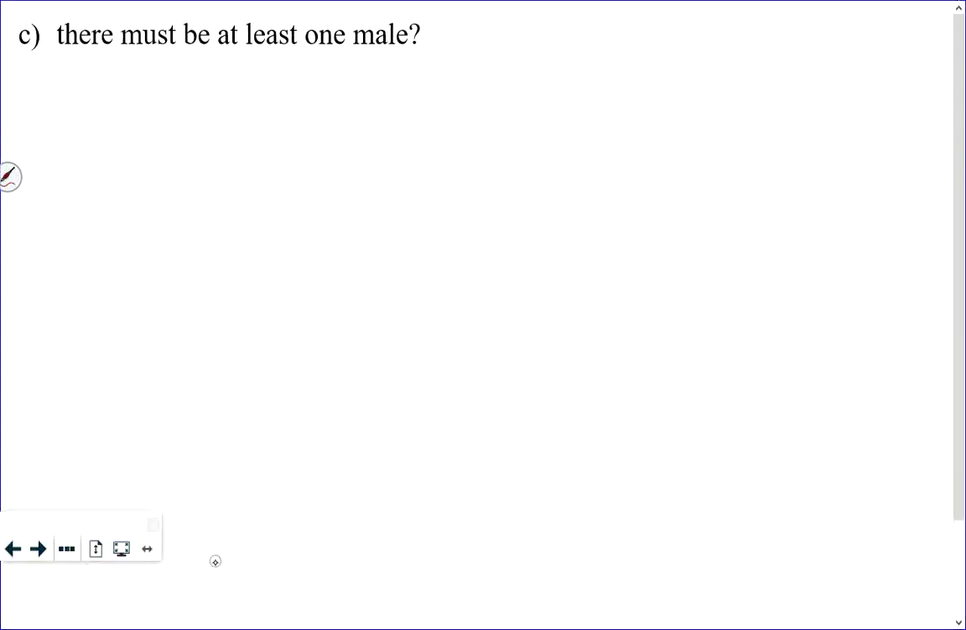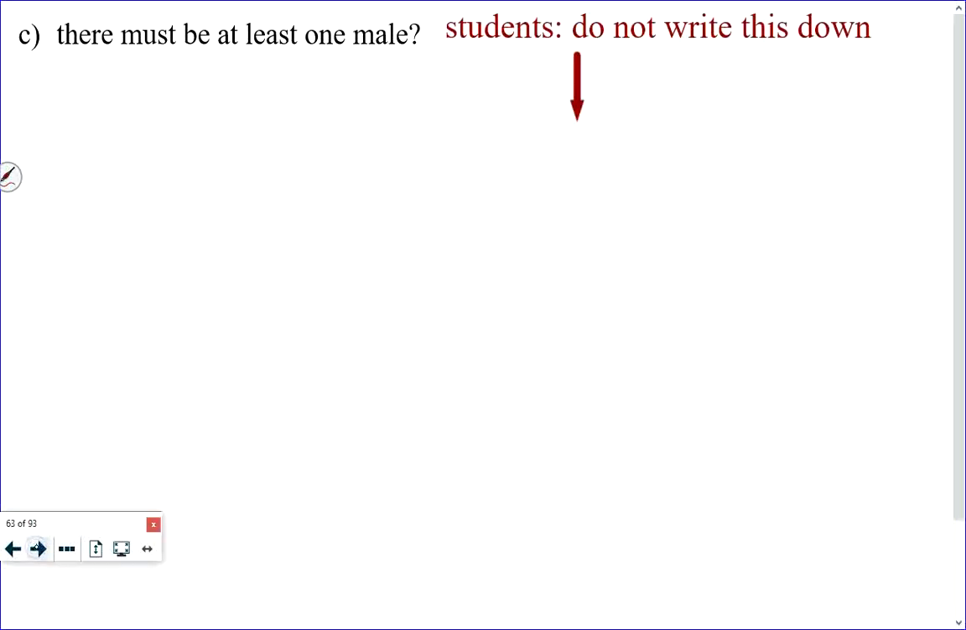There must be at least 1 male. Holy smokes. Which means you could have a committee with 1 male, or 2, or 3, or 4, or 5, or 6. So, do not write this down. This is not how you would do the problem. If you want to, you can, but I wouldn't recommend it.